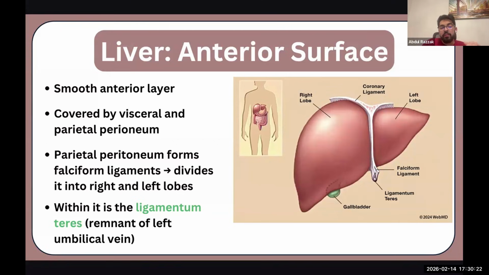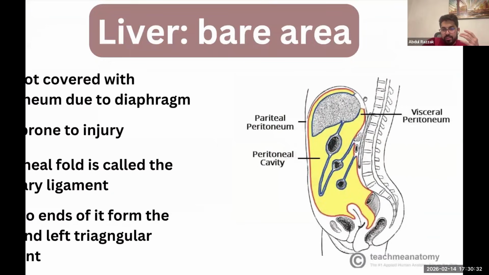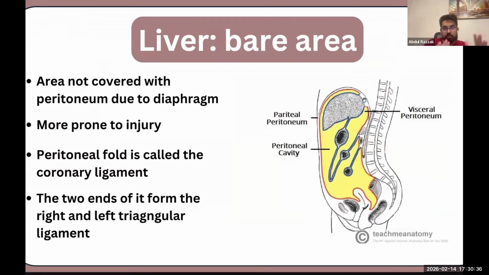Now, we said the liver is covered by visceral and parietal peritoneum. However, there is a small area of the liver that is not covered by anything. It's not covered by peritoneum. So why does this happen? You can see this area here. This is the bare area of the liver. Bare means it's not covered by any peritoneum.